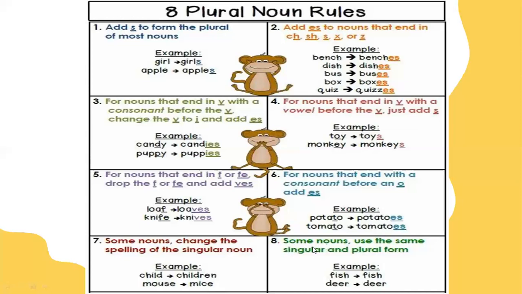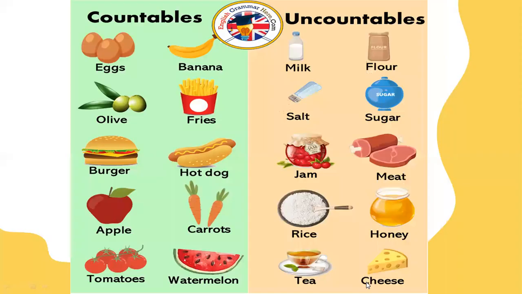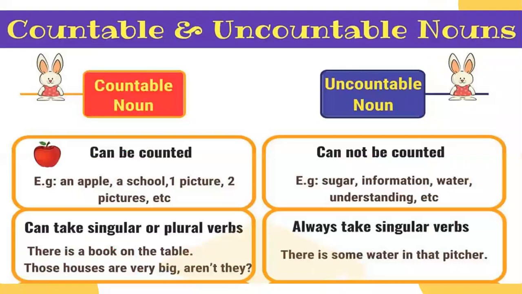And look at the eighth one. Some nouns use the same singular and plural form. Example: fish, fish, deer, deer. So these nouns will not change in singular as well as plural form. Let's move on to the next one, that is countable and uncountable nouns. Singular and plural we have completed.